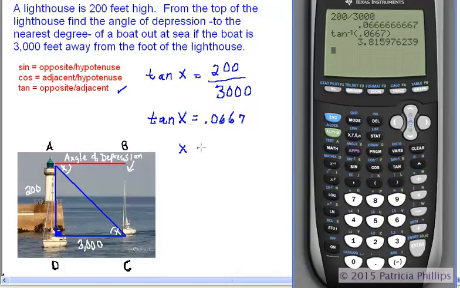And since these are alternate interior angles, the value of this x down here is going to be the same value as our angle of depression. So 4 degrees is our angle of depression. Alright then, let's do another one.